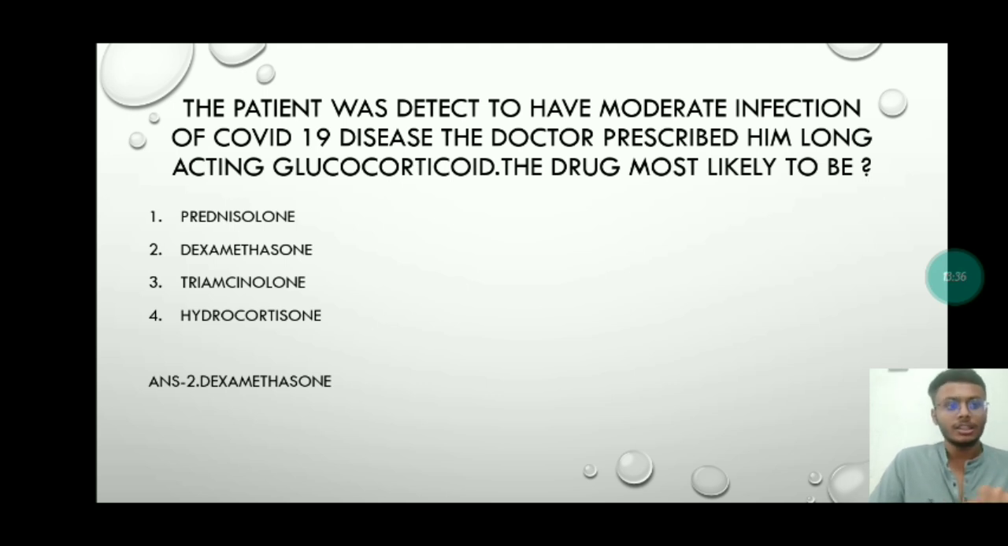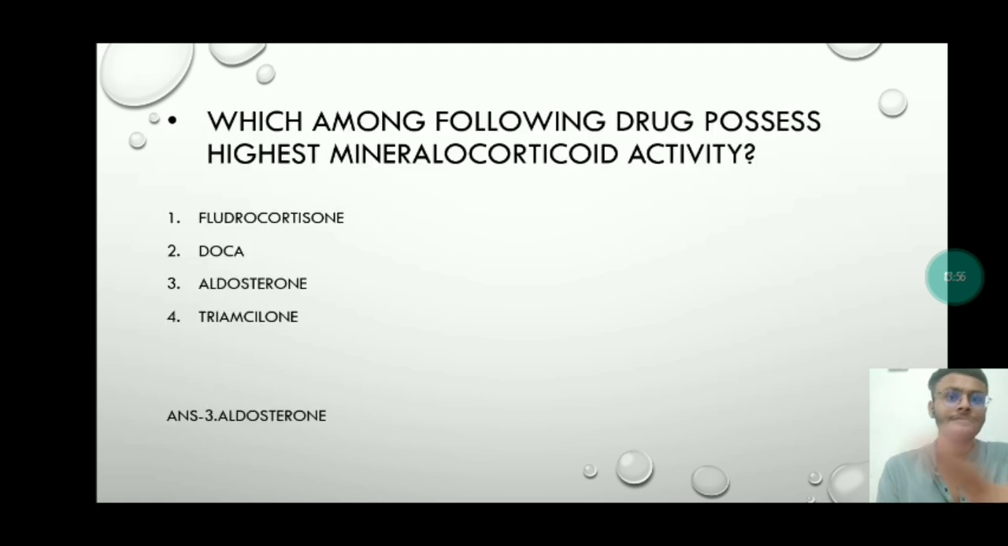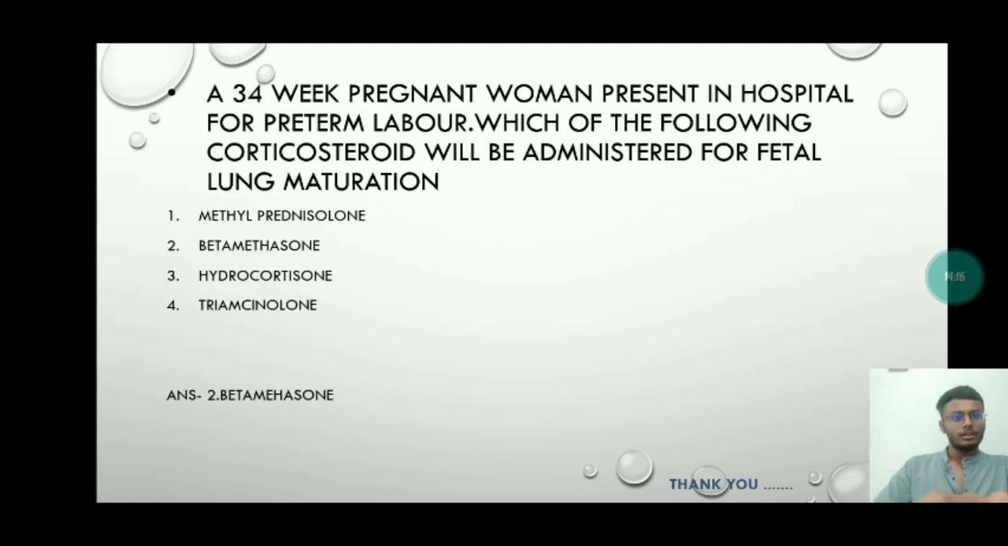We saw in the classification that glucocorticoids are classified into short-acting, intermediate, and long-acting glucocorticoids. So what were the long-acting glucocorticoids? One was betamethasone and the other was dexamethasone. That's why our answer is the second, dexamethasone. Which among the following drugs possesses the highest mineralocorticoid activity? Based on the glucocorticoid and mineralocorticoid ratio we saw in the table, our answer should be aldosterone because it has the maximum mineralocorticoid activity. So I think this is the last question.